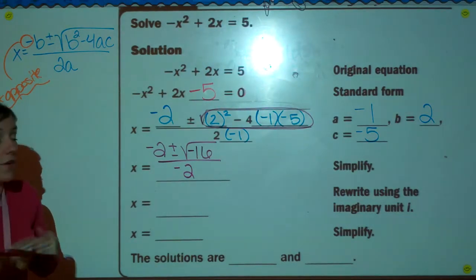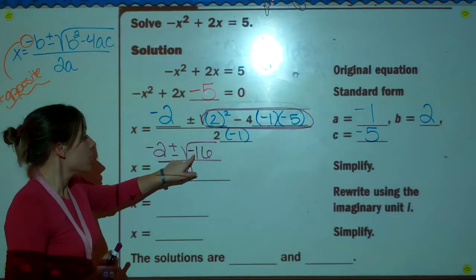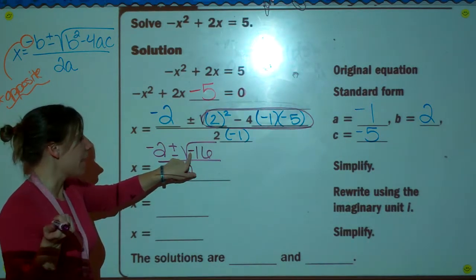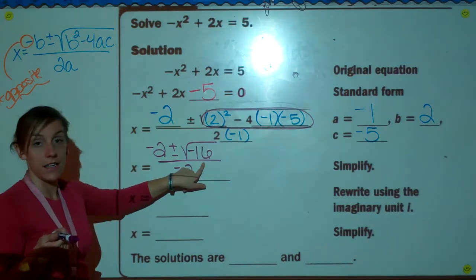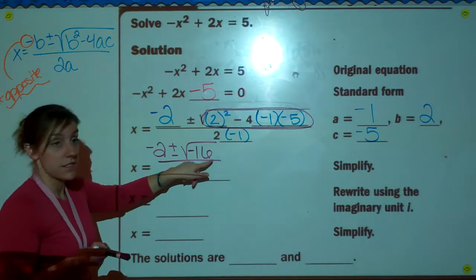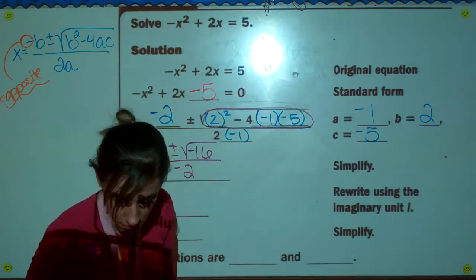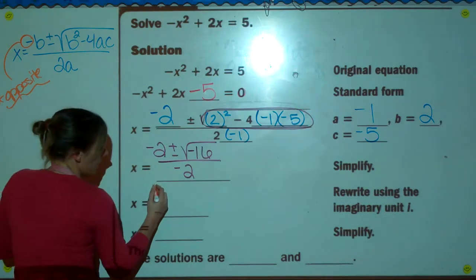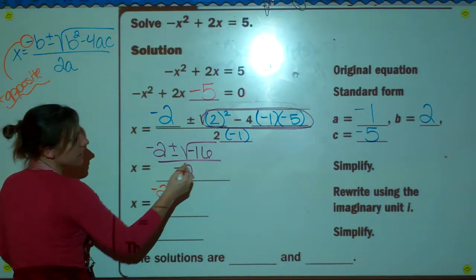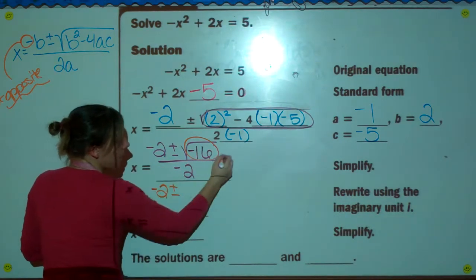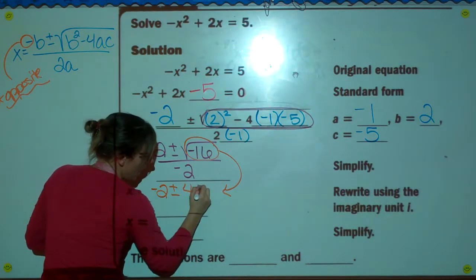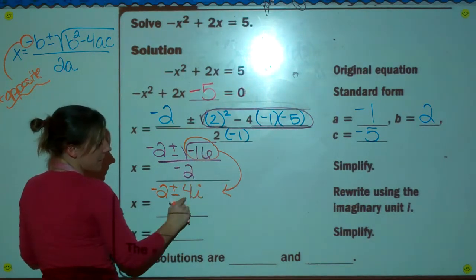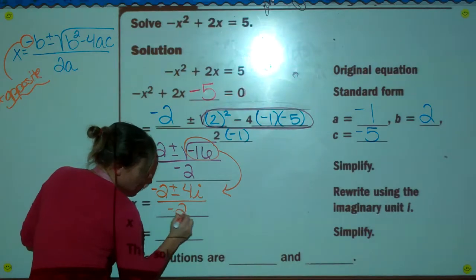Well, now we simplify, and you guys know about radicals. You guys know that a negative inside the radical means it's an i, okay? And then you also know that the square root of 16 is a 4. So this simplifies down to negative 2 plus or minus, you know this becomes 4i. Okay, plus or minus because of the formula, that becomes i, that becomes 4, all over negative 2.